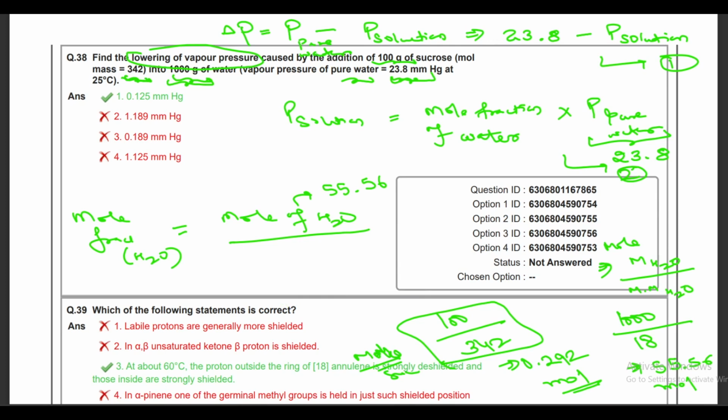So moles of water is 55.56, and moles of sucrose you calculated, that is 0.292. Clear? So when you add it and divide it by 55.56, you will get 0.995. Clear? So this is the mole fraction of water. So fill this value here.